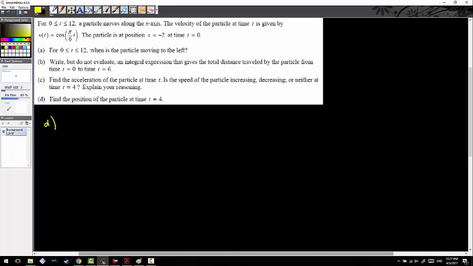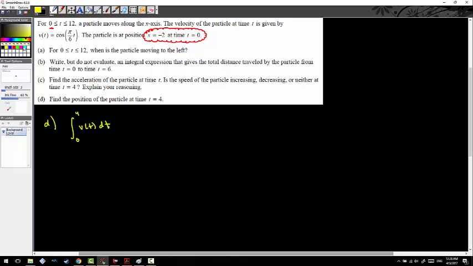So in order to find the position given a velocity, I'm going to have to use integration. So I'm going to integrate from 0 to 4 of v of t dt. A couple things to note. Why did I choose 0 as my lower bound of integration? Well, I chose 0 not because that's the beginning of the interval, but because I know the particle's position when time equals 0.